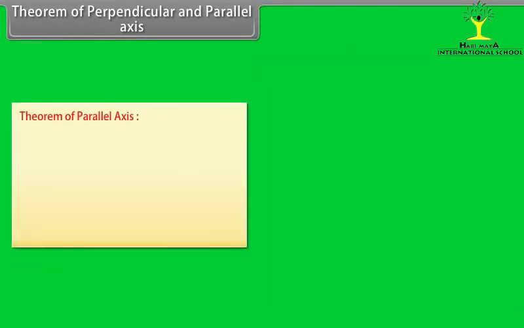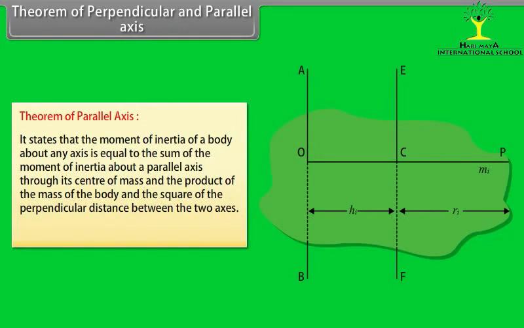The theorem of parallel axis states that the moment of inertia of a body about any axis is equal to the sum of the moment of inertia about a parallel axis through its center of mass and the product of the mass of the body and the square of the perpendicular distance between the two axes. I is equal to ICM plus MH square.